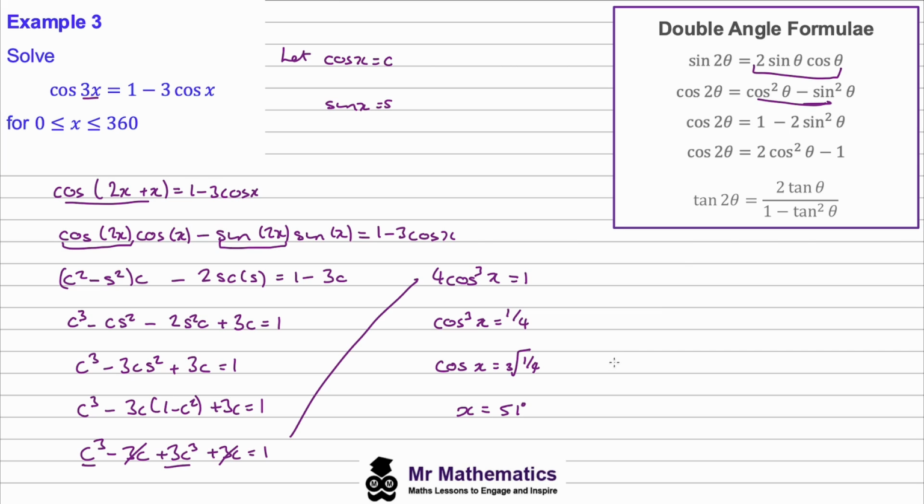Okay? So for the other solution from our CAST diagram, we know the 1 quarter is positive, so we're looking at the first quadrant and the fourth quadrant. So our solutions will have 51 degrees, and then 360 minus that 51 will give us 309. Okay? So how did you get on with that?